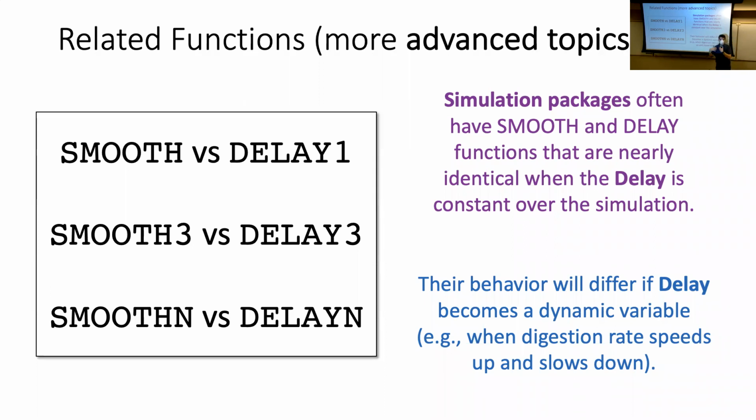When you start getting changing delays, then the behavior of these two functions behave differently. But for this class, we don't really worry about changing delays. So these are like synonyms for each other. It's a little confusing when you go into Vensim, it's got a list of functions you can use. You're going to find delay functions and smooth functions, and they're identical. So for this class, you can use either one, and they work the same way.